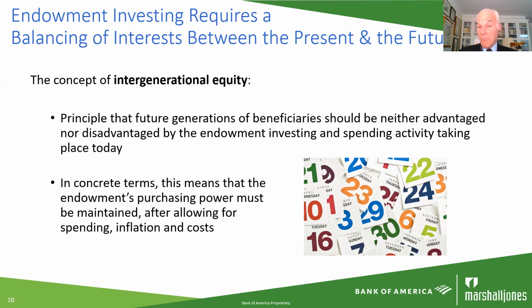So in mathematical terms, that means that generally speaking, your endowment's purchasing power has to be maintained after allowing for spending, inflation, and costs. So if a person gives a certain amount today, it's not sufficient to preserve that nominal dollar amount, because we all know that inflation will eat away at the purchasing power of it and it won't be able to do the same amount of good works. The idea is to preserve that purchasing power so that out into the indefinite future, that endowment can do the same quantum of good works that the donor intended.